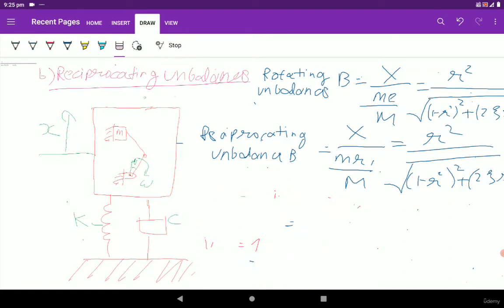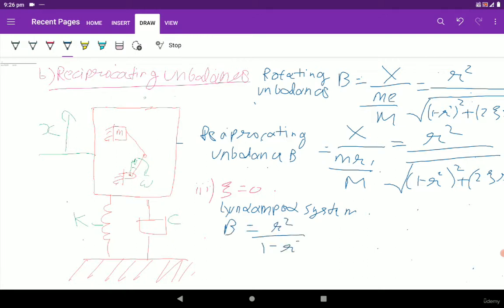Now let's talk about the third case. The third case is when zeta is equal to 0, that is the condition of an undamped system. So in this case, B is equal to r square by 1 minus r square. And if r is equal to 1 and zeta is equal to 0, then for this case, B is equal to infinite.